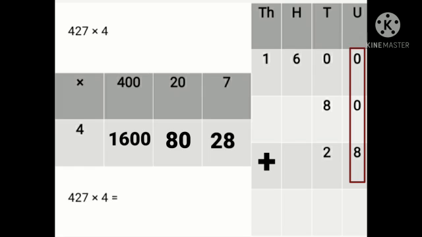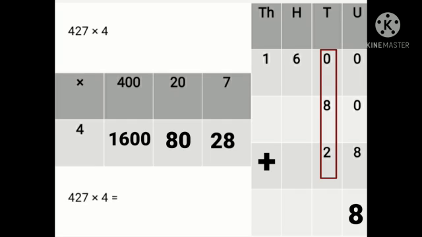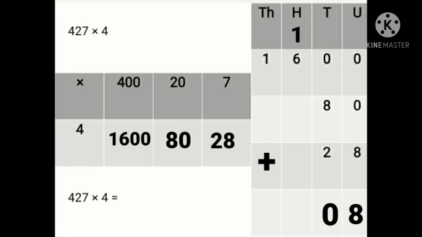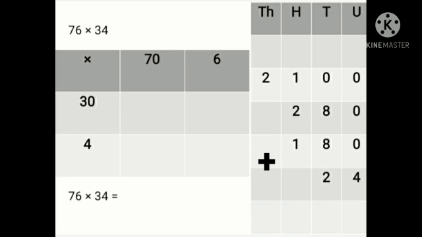0 plus 0 plus 8 gives you 8. 8 plus 2 will be 10. 1 we will carry over in 100 place. 0 we will write in tens place. 6 plus 1 will give you 7 and 1 will come as it is. So 427 multiplied by 4, the answer is 1708. Moving on to the next sum.